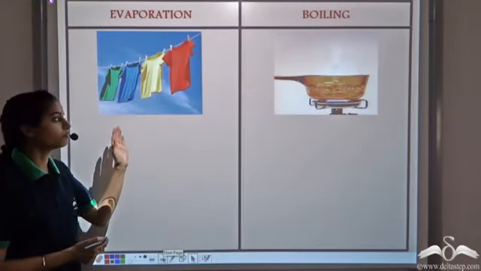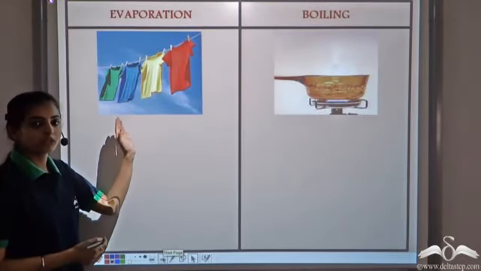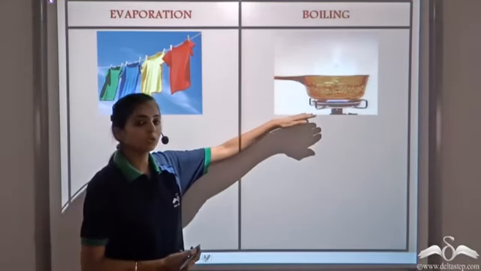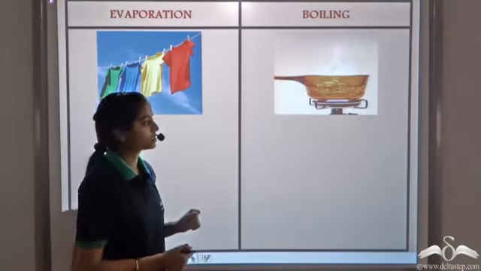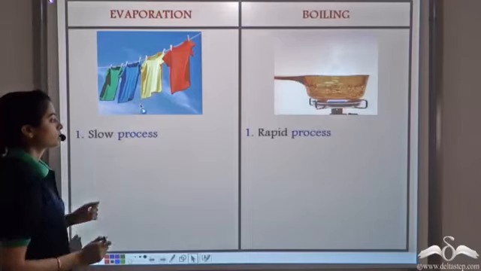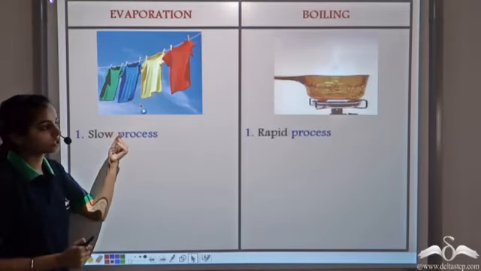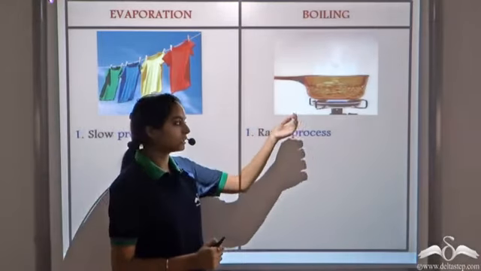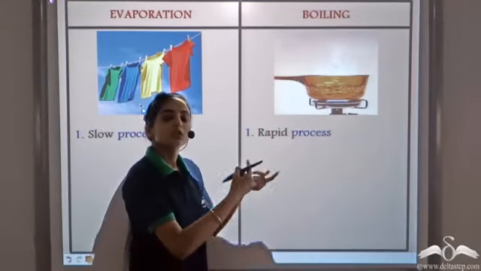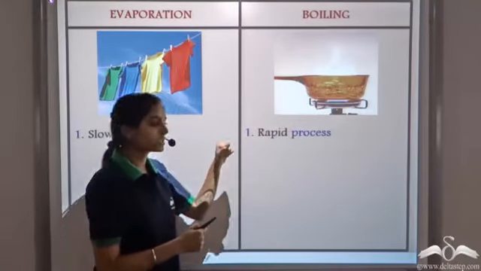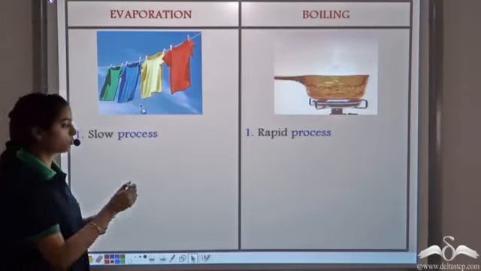So now let's compare evaporation, that you observe every day when you wash and dry your clothes, and boiling. That is, when you heat water, it changes into the gaseous form. You know evaporation is a slow process. It takes time for the clothes to dry. But when you boil water, it is a very rapid process. You quickly see the steam coming out of water. So boiling is a rapid process. Evaporation is a slow process.